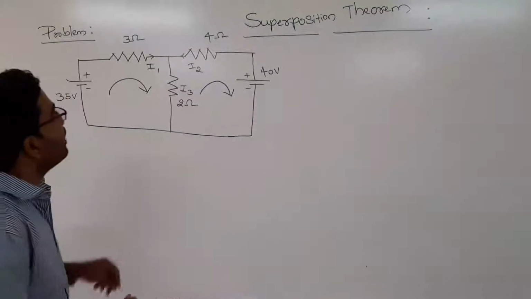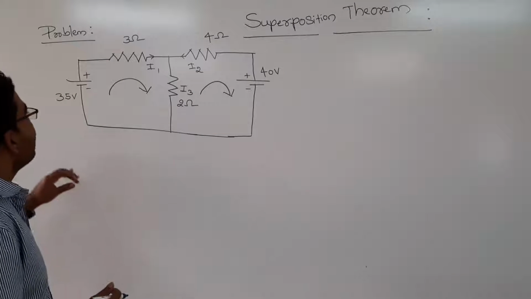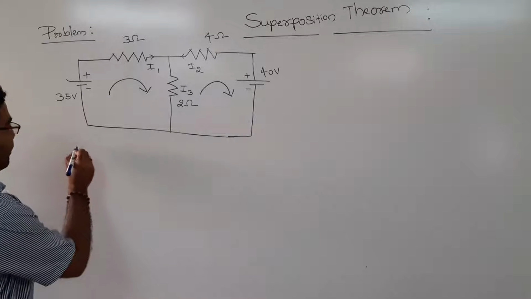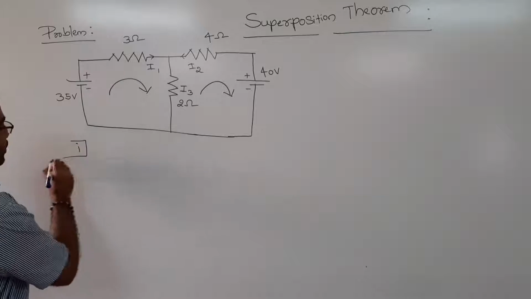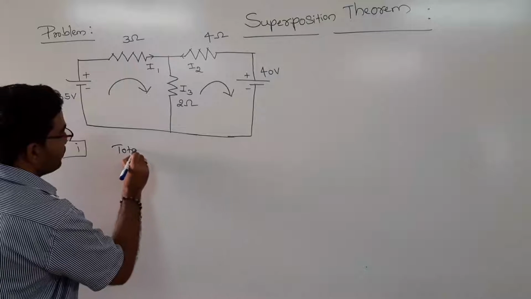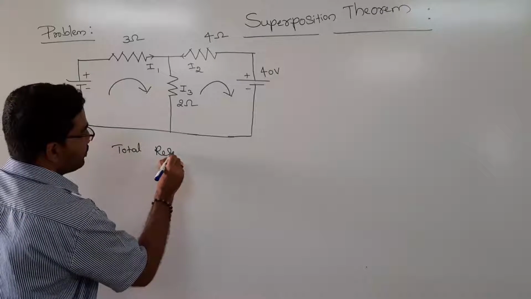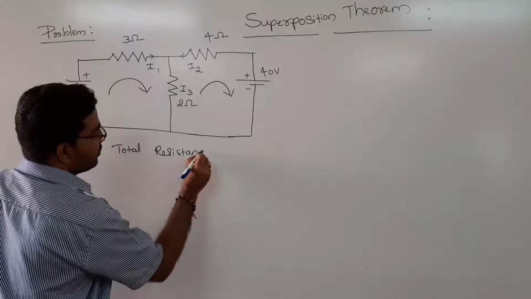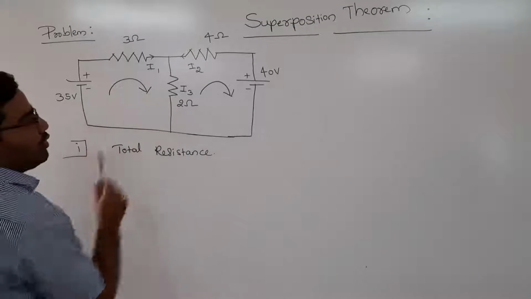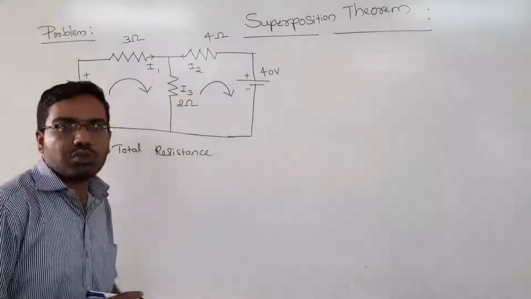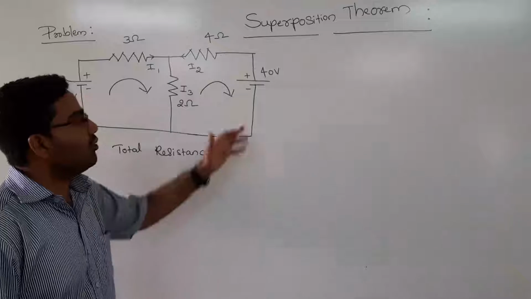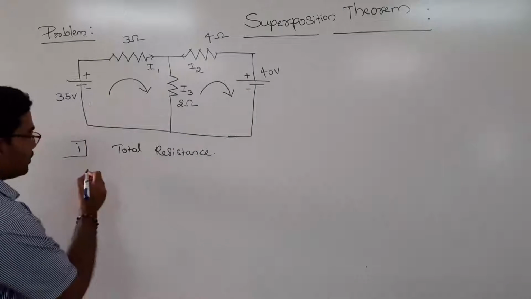And afterwards, I have to calculate the branch currents. First, I have to find out the total resistance. First step is to find out the total resistance. So in first step, if you have two voltage sources, you have to remove the one voltage source and make it short.